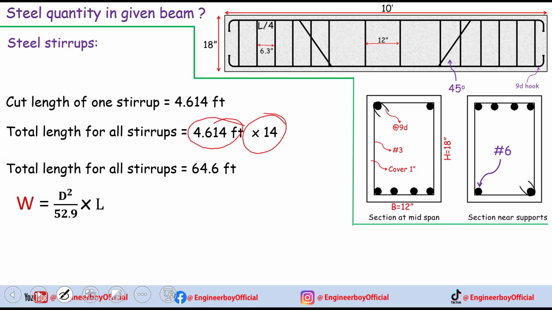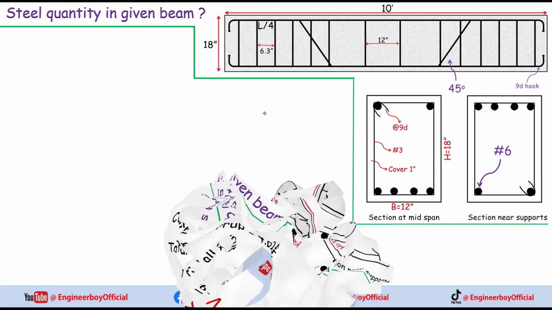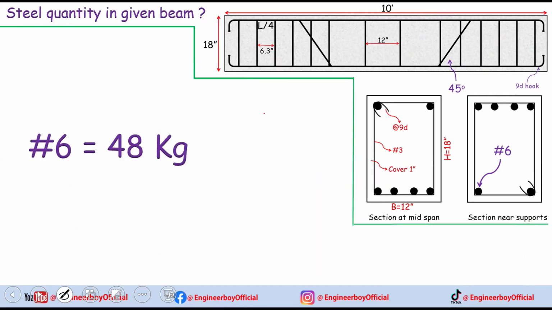Now the weights calculation, you can use that old formula. So we can have 11 kg. And here is the final result. Number 6 bar, we can demand 48 kgs. And number 3 bar, we can demand actually 11 kgs.